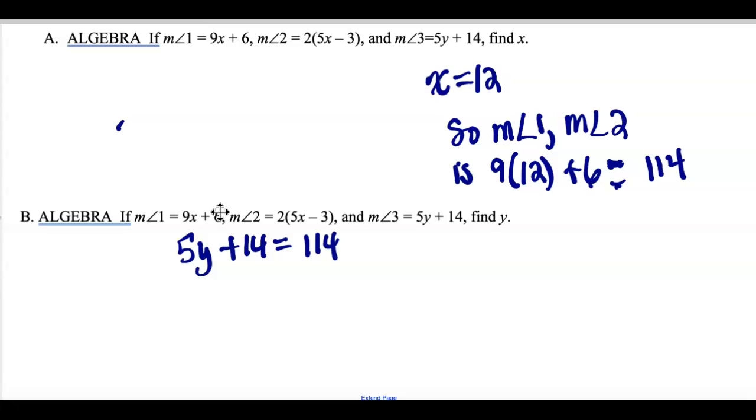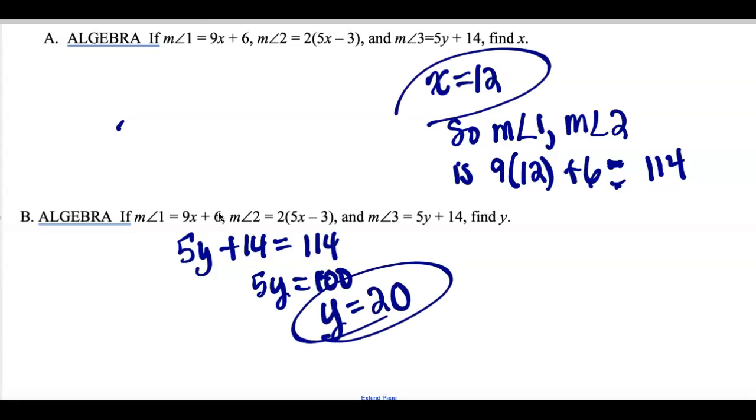So for our last solving part here, we're going to say 5y plus 14 is equal to 114. We subtract the 14 from both sides. We get 5y is equal to 100, and we then divide each side by 5, and we get y is equal to 20. So we found both our pieces of information. Today is just going to be practice on using the algebra piece and using angle relationships to solve problems.